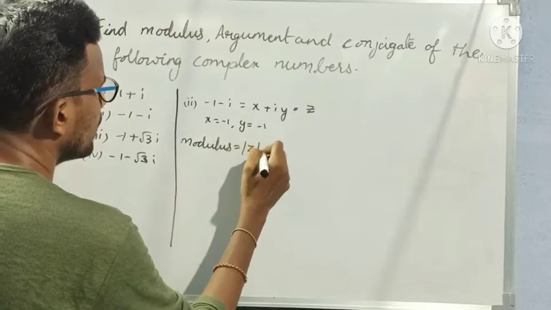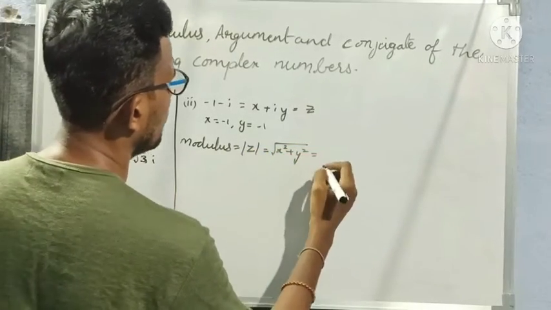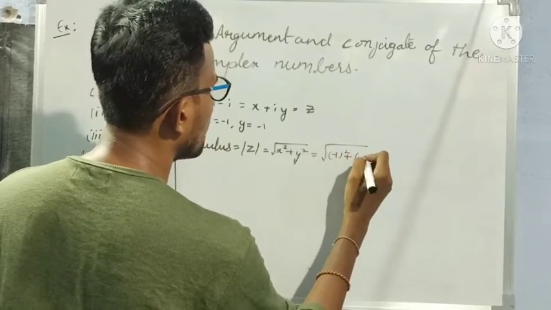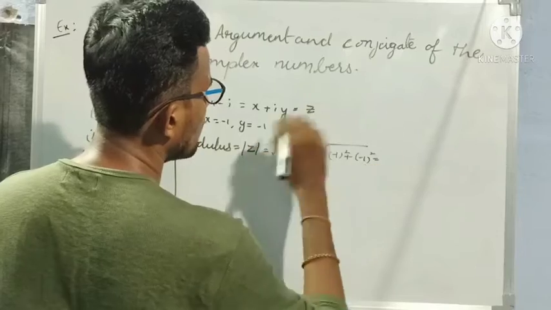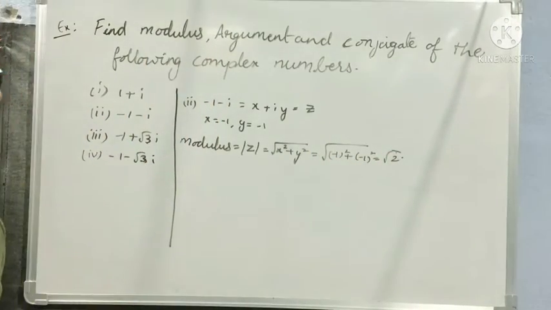Modulus of z is equal to square root of x square plus y square. So here also, x value is minus 1: square root of (minus 1) whole square plus (minus 1) whole square. Minus 1 whole square is 1, so 1 plus 1, square root of 2. That is root 2 is my modulus value.